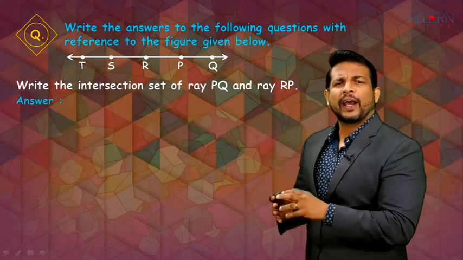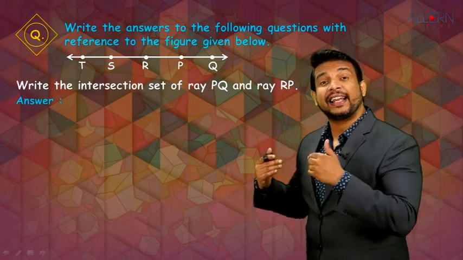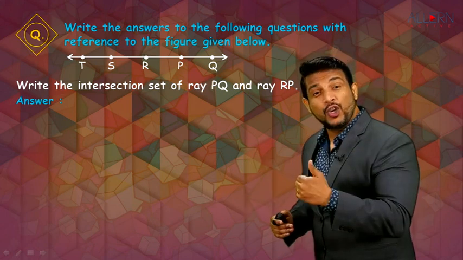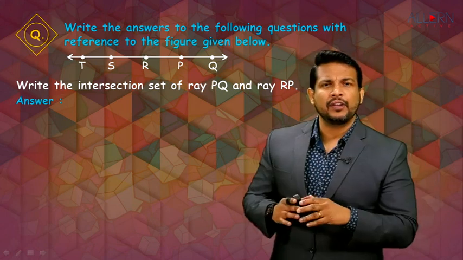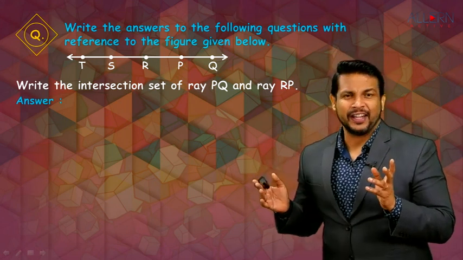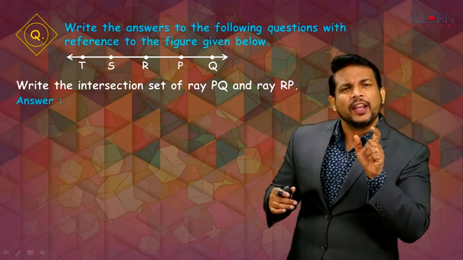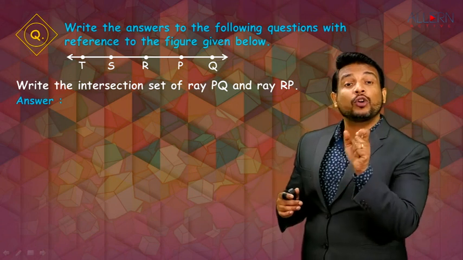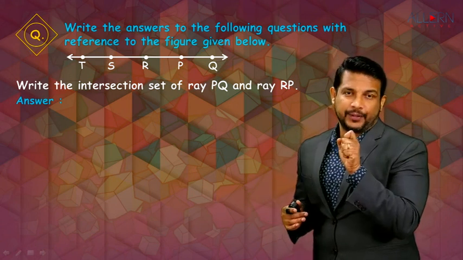Let's look at the next one. It says write the intersection set of ray PQ and ray RP. Now this is interesting. We are talking about intersection. We are talking about the set concept which we have learned. Intersection, union, we have learned that, right? When we say intersection, it's nothing but the common elements to both the sets, right?